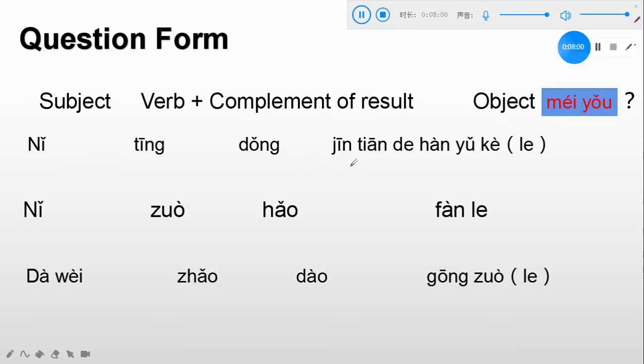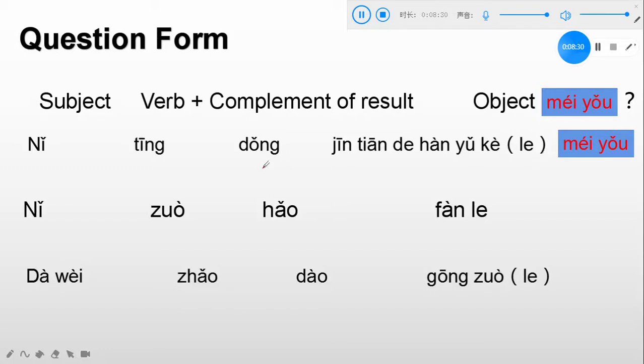你听懂今天的汉语课了? You understand today's Chinese class? Add 没有 in the end, which is right here. So the sentence becomes 你听懂今天的汉语课没有? Or 汉语课了没有? Here, you can omit it, or you can just leave it here. It doesn't matter. It doesn't affect the meaning.